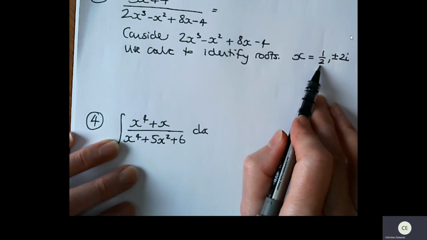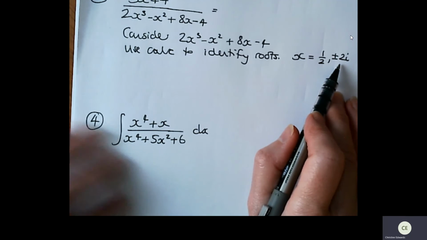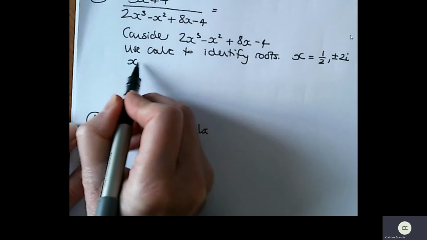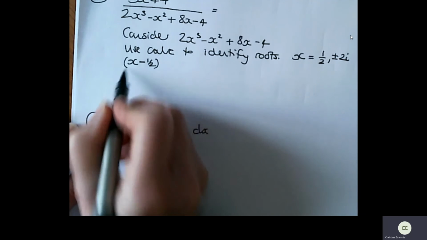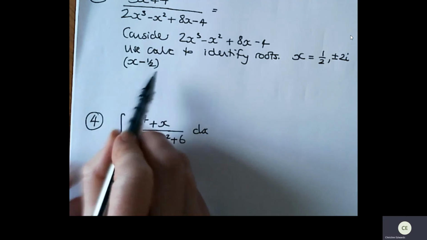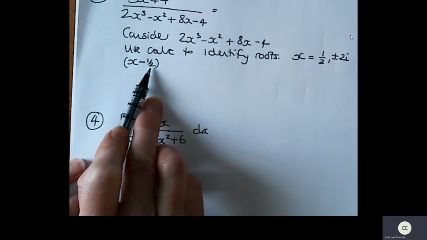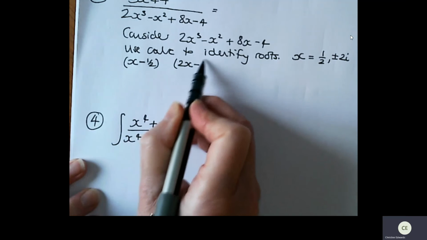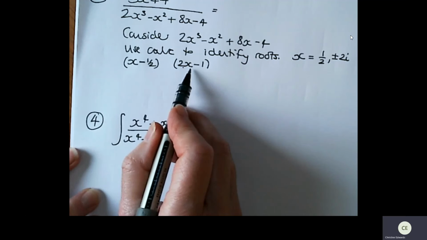So the half tells us that we've got one linear bracket. The plus and minus 2i tells us that we've got a quadratic bracket that we cannot factorise. So the half could give us x minus a half as a factor. But now we need to just use a little bit of inspection. We've got 2x cubed here, so x minus a half is going to be better written as 2x minus 1, because that will generate the 2 for here. So that's going to give me one factor.